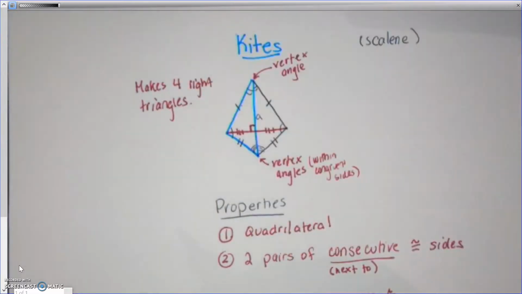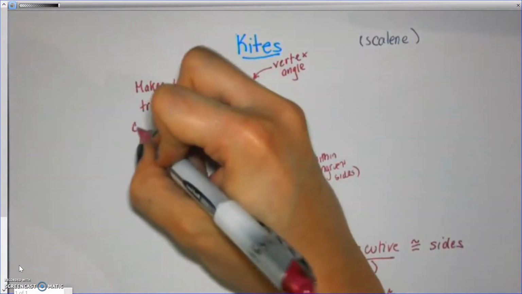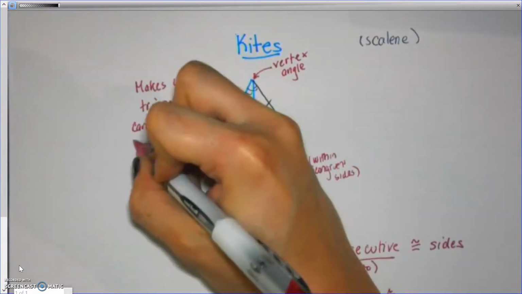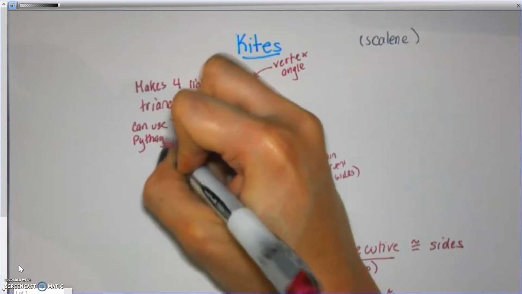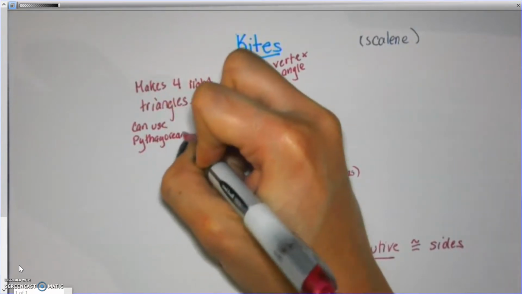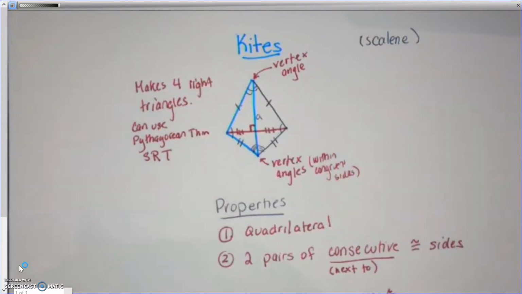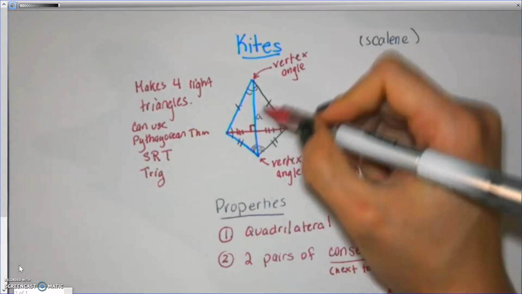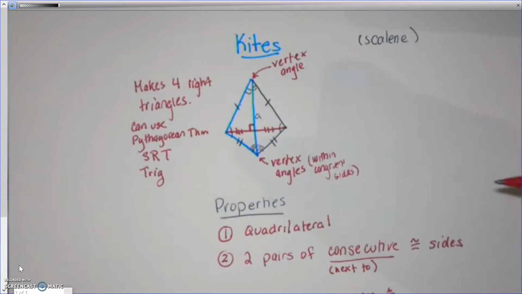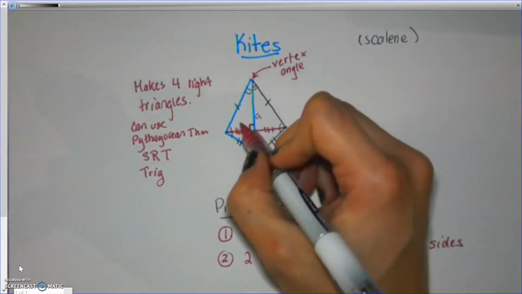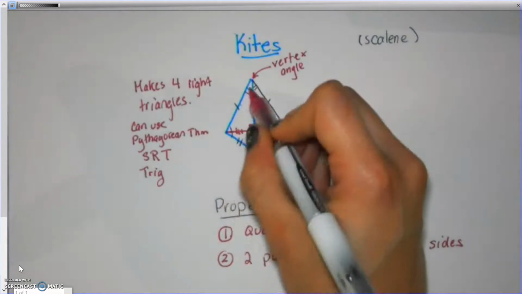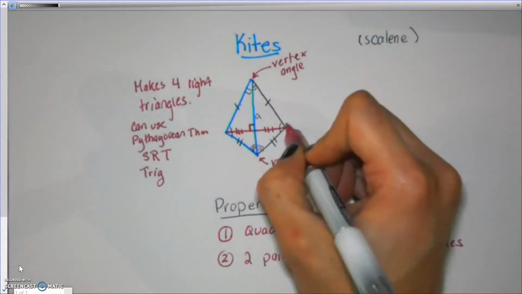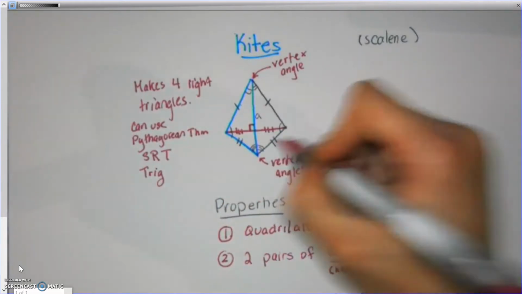If it makes 4 right triangles, we can use the Pythagorean theorem. We could use special right triangles. We could use trig to find out more information about what's going on within our triangle or within our entire kite. It also helps us because we can calculate angles, and then we could reflect that figure over to know the angles on the other side.